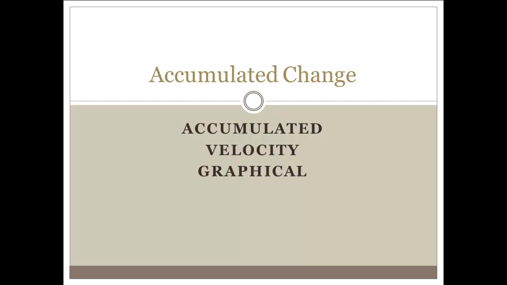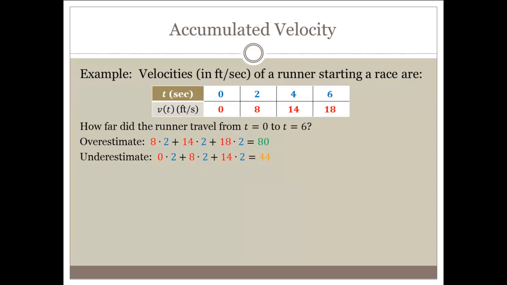We will return to our example of the distance traveled by a runner, but here we will interpret it graphically. Recall that we were understanding an example where the velocities of a runner were given by the following table.